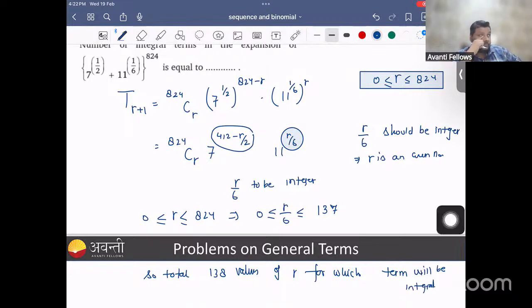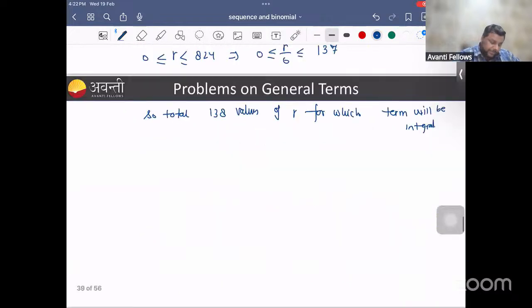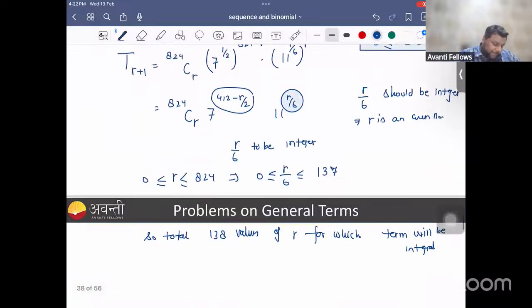Understood? For which the term will be integral. This is a high weighted chapter in JEE Mains. So total 138 values of r for which the term will be integral. Am I clear? Okay, since this has been a pretty easy question, let me make it a little difficult for you.